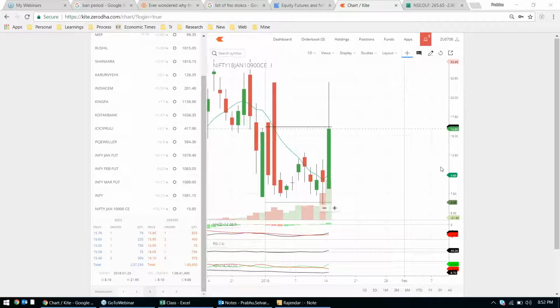What is the upper circuit and lower circuit? We'll cover it later. Let us not bring that into this concept. We'll take it separately.